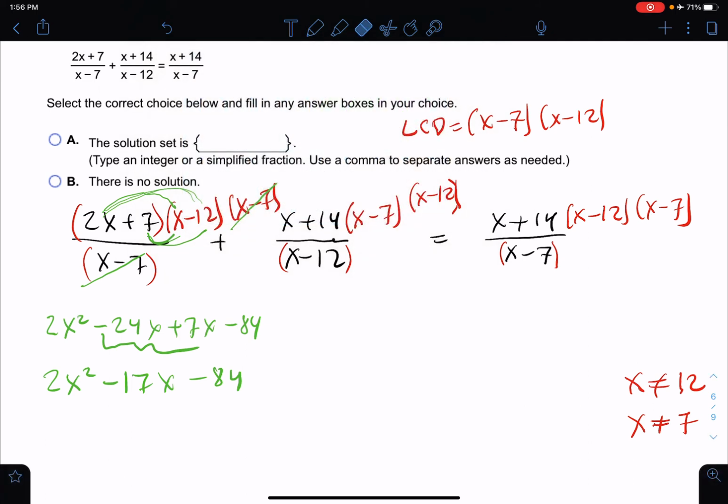Next one, and we have common factors of x minus 12 and x minus 12. So we must distribute. So x times x is x squared. And this gives us negative 7 plus 14 is positive 7x in the middle. And 14 times negative 7 gives us negative 98.